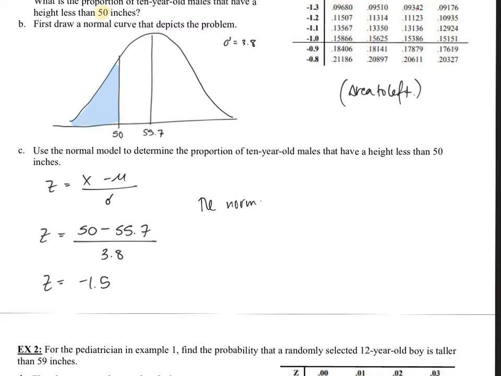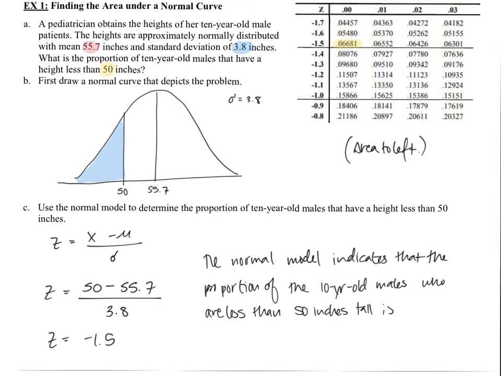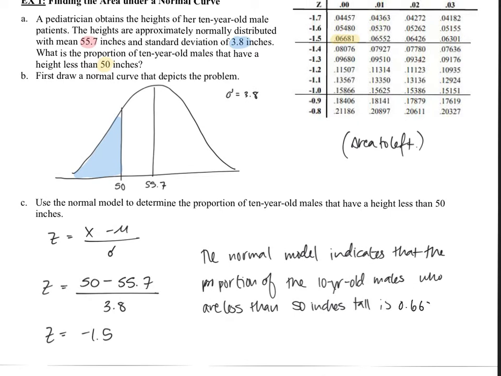The normal model indicates that the proportion of the 10-year-old males who are less than 50 inches tall is, what did I find? It was 0.0668.